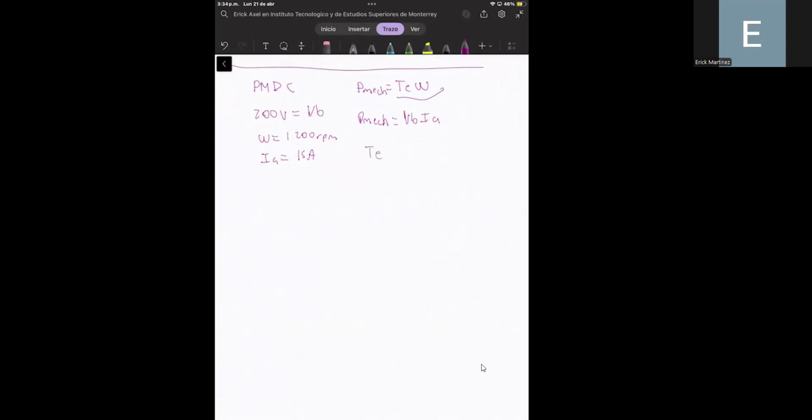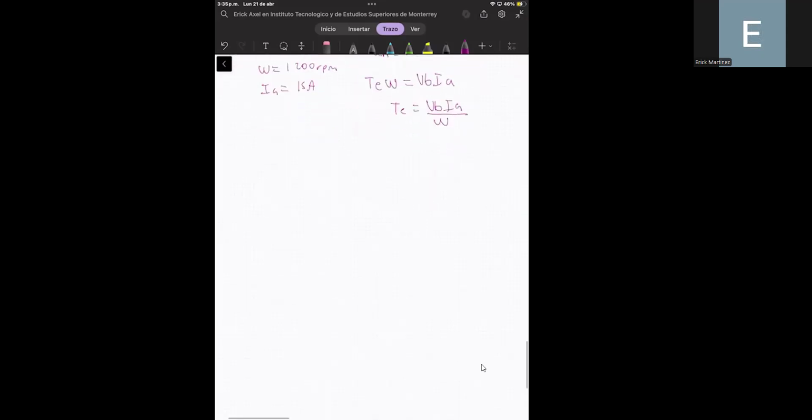We can say that the electromagnetic torque times the speed of the motor is equal to the back EMF times the armature current. Based on this relationship, we can compute the electromagnetic torque as the back EMF voltage times the armature current divided by the speed of the motor. In this case, we need to express the speed of the motor in radians per second.